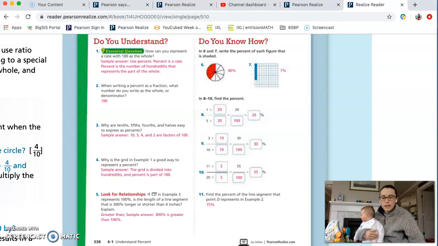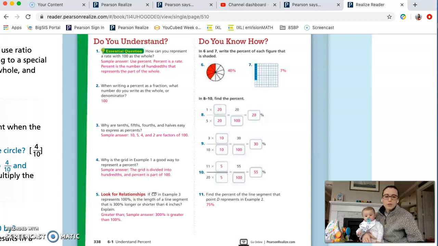When we're writing a percent as a fraction, what number do you write as the whole or denominator? Write 100. When we're talking about percent, your denominator is always going to be 100. So why are tenths, fifths, fourths, and halves easy to express as percents? Those numbers are factors of 100. So tenths would be 10%, fifths would be 20%, fourths would be 25%, and halves would be 50%.